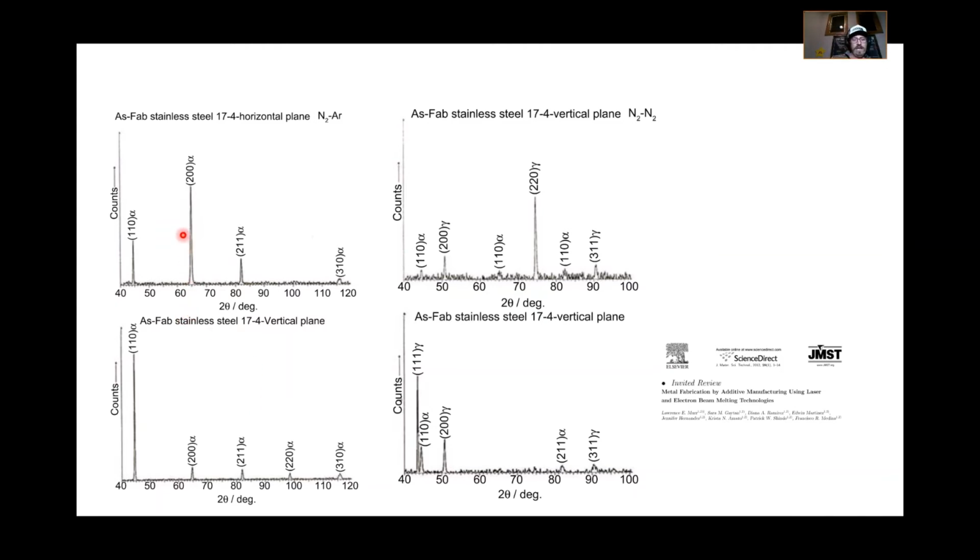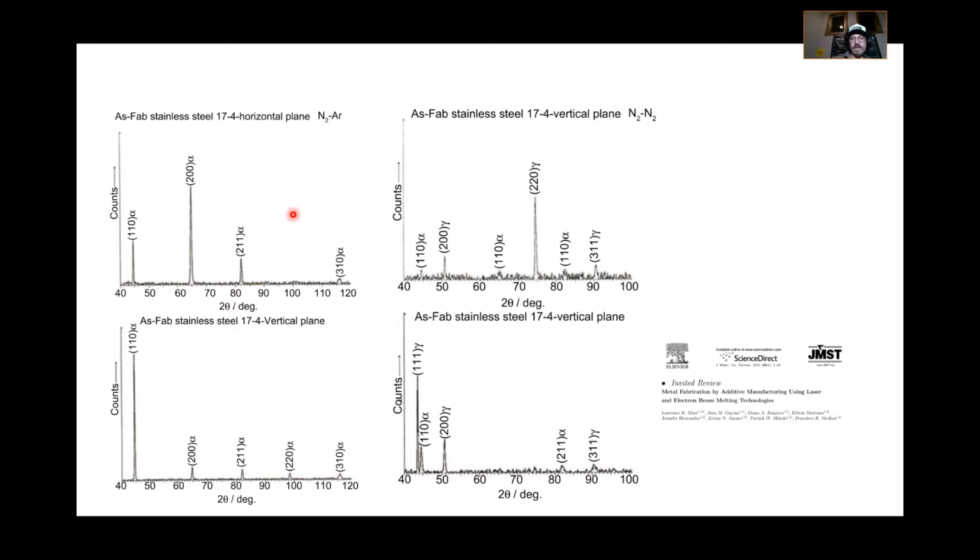So one is the difference in texturization. For this horizontal plane, 110 was not as intense as it was on the vertical plane. So you could say that on the vertical plane, your microstructure, or your crystallographic orientation, was texturized to be 110. In the horizontal plane, that wasn't quite the case, and you could almost say it was texturized for 200.